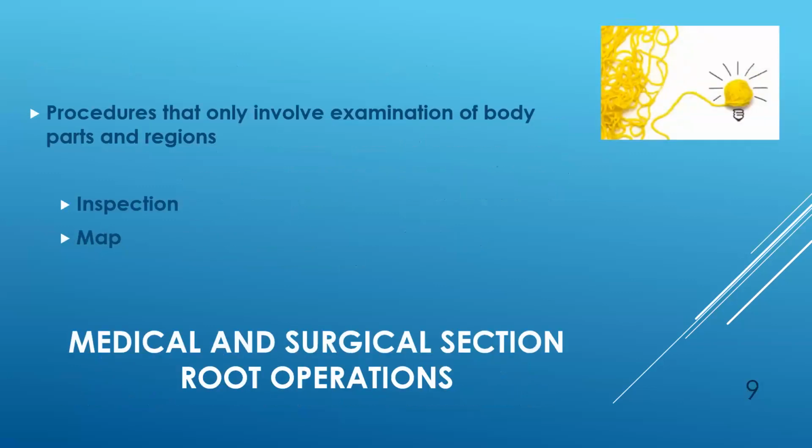So now we're going to talk about procedures that only involve the examination of body parts and regions. And these two root operations are inspection and map. These are nice to have because before, they would do a laparoscopy, and it was confusing to coders in ICD-9. Do you code it or don't you code it? So if they do a laparoscopy and check things out, and then they take the scope out and they decide they're going to do an appendectomy, you would code both because it's a separate and distinct procedure with a separate and distinct purpose. Mapping, we'll see, that's like cardiac and brain functions.